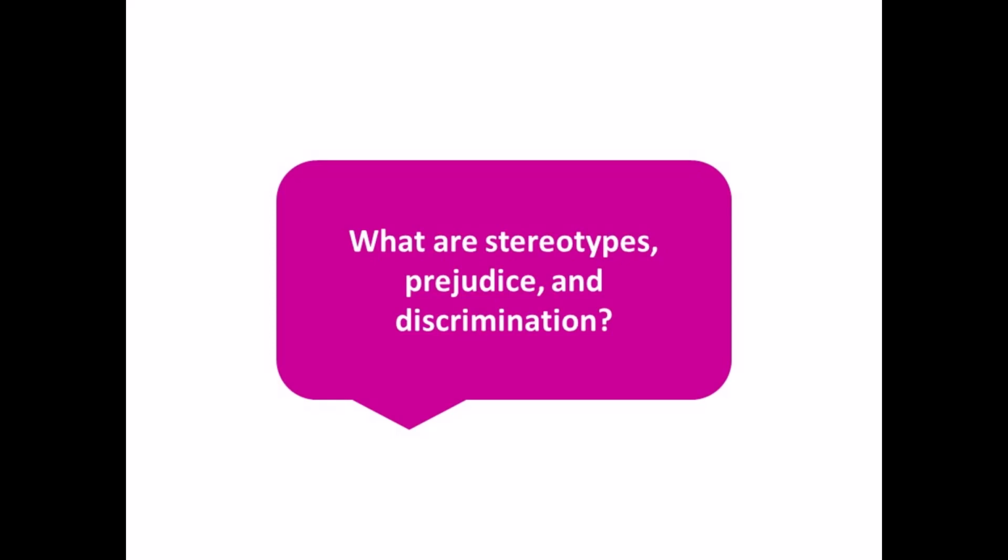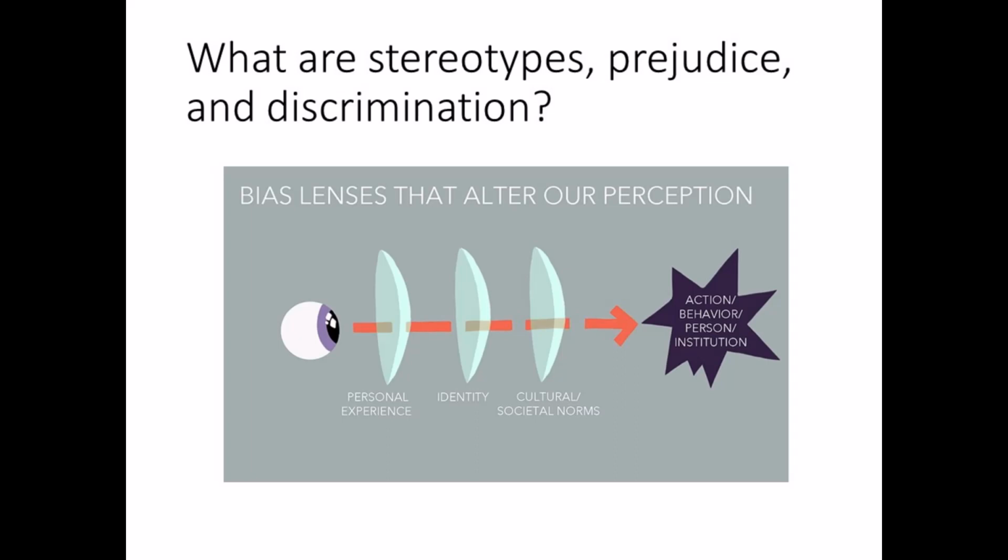What is stereotyping, prejudice, and discrimination? In the first few lectures, you learned that social behavior is determined by a number of lenses, including our personal experience, our social identity, and cultural and societal norms. Each of these lenses is slightly biased. They represent a limited perspective of the world. In this lecture, you'll explore the role that stereotypes, prejudice, and discrimination play in human psychology.